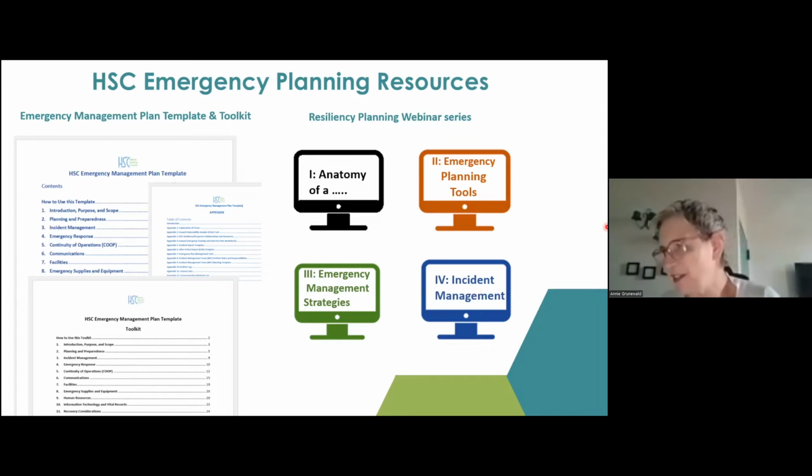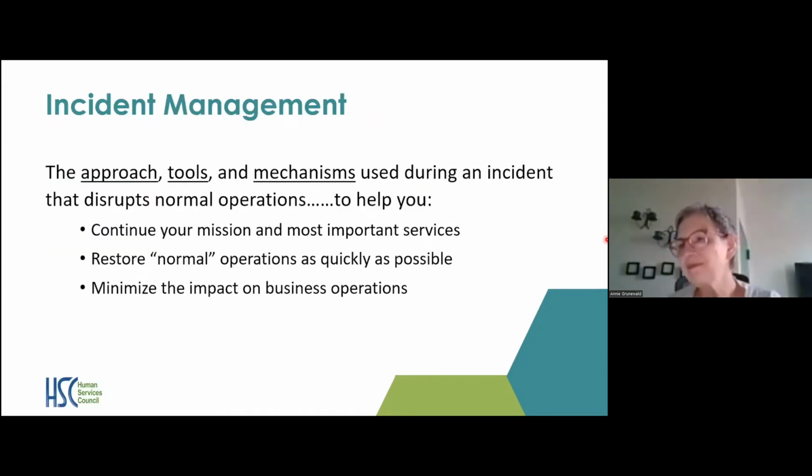So what is incident management? What do we mean when we say that? Well, basically, something happens that disrupts your normal operations at your organization. So incident management is all the things that you do that are going to facilitate your ability to do 3 things. Continue your mission and most important services, restore normal operations as quickly as you can, get back to what's considered normal, and minimize the impact on your business operations, your staff, your clients, all of that. So that's what we're looking at. How would you do that?